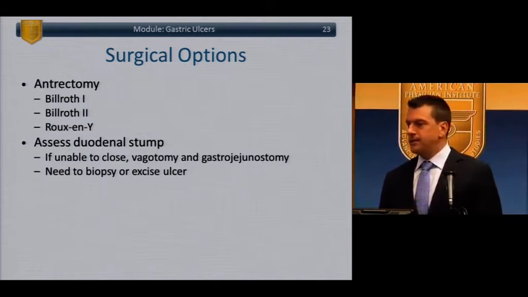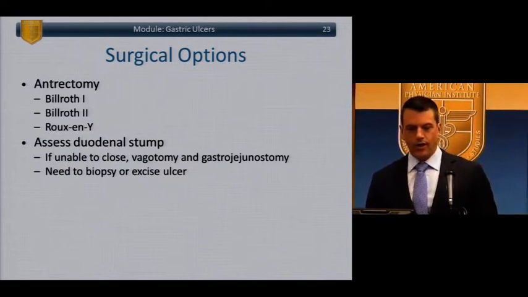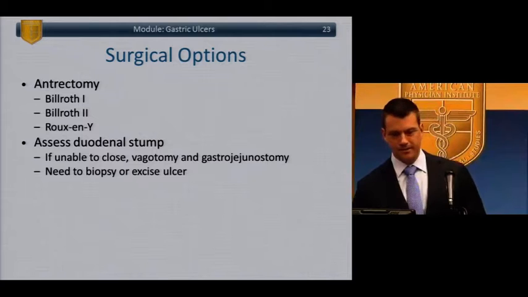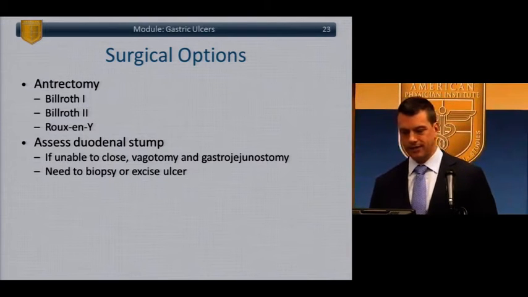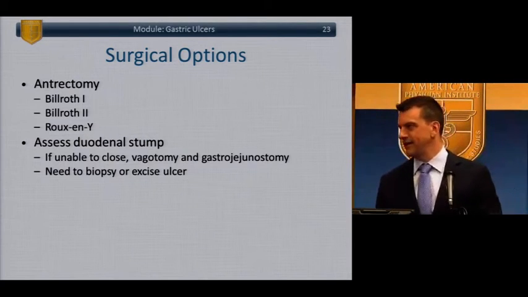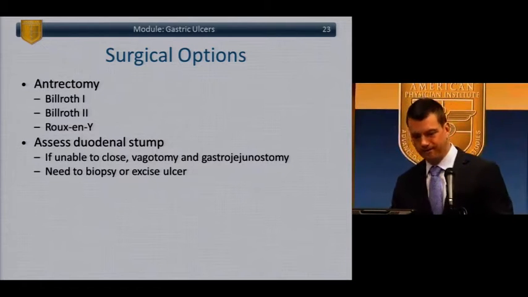Some of the surgical options, again, were the Billroth 1, Billroth 2, and the Roux-en-Y. These had all sorts of complications, and we'll talk about some post-gastrectomy syndrome as well as the difficult duodenal stump. When you're unable to close, you need to do a whole lot of things to manage these duodenal leaks, as they can be devastating if they're missed or occur later.